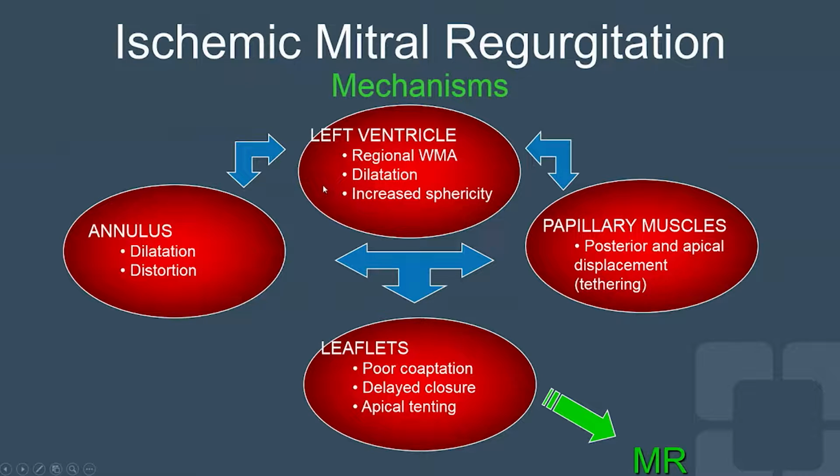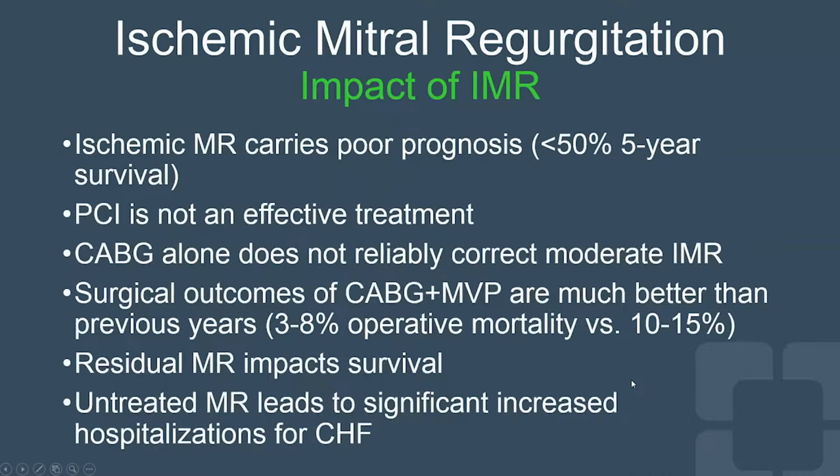So when you look at the pathophysiology of ischemic MR, it really starts with a left ventricular injury, such as a myocardial infarction, that leads to regional wall motion abnormalities that will then cause the left ventricle to dilate. The left ventricle will become more spherical as opposed to conical. And from there, you're going to have papillary muscle dysfunction. The leaflets are going to be pulled down towards the ventricle, and you're going to have a poor coaptation and more apical tethering, which also then leads to the annulus dilation. So when all these factors come into play together, or in various combinations, that's what's going to lead to the mitral regurgitation for these patients.